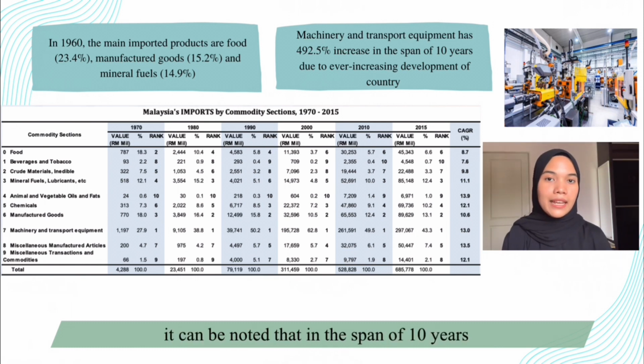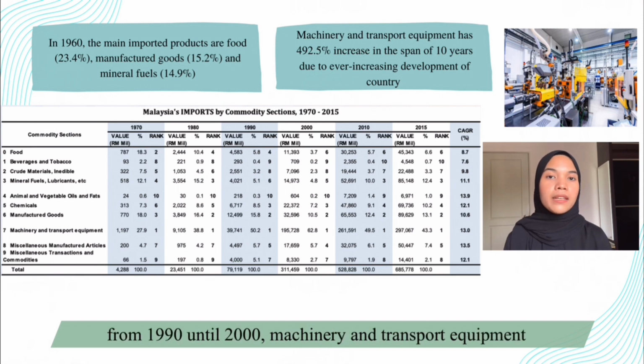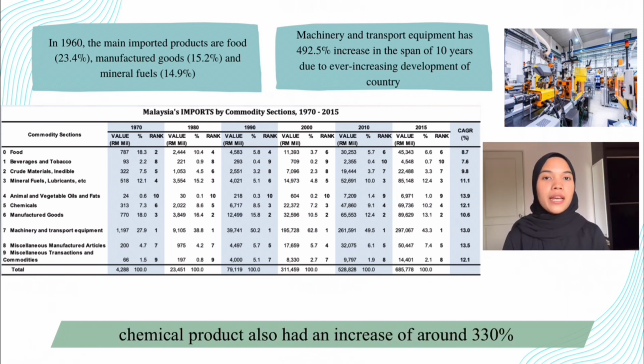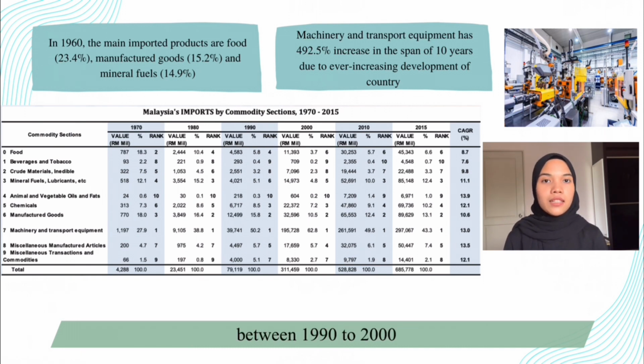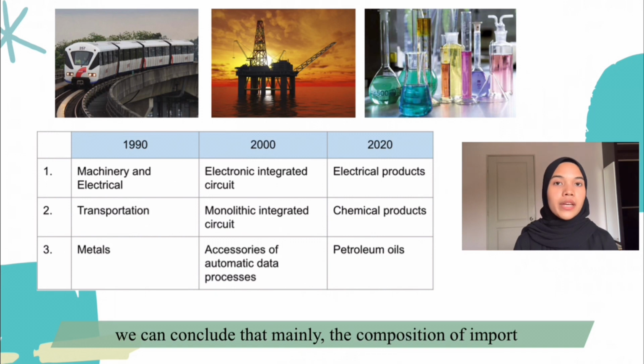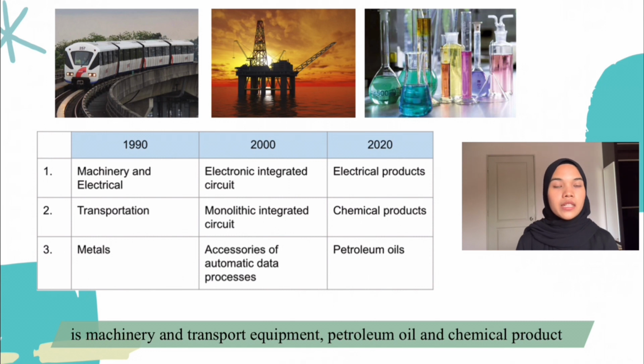It can be noted that in the span of 10 years, from 1990 until 2000, machinery and transport equipment had a 492.5% increase due to the need of development of our country. Chemical product also had an increase of around 330% between 1990 to 2000. If we look at the main composition between 1990, 2000 and 2020, we can conclude that mainly the composition of import is machinery and transport equipment, petroleum oil, and chemical products.